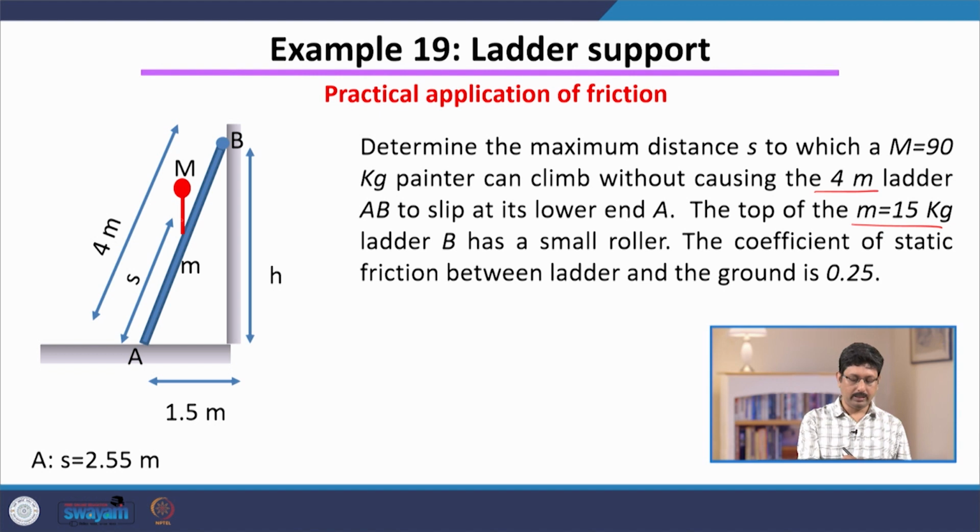Now, this red figure represents a person, a painter maybe, who is climbing the ladder, and the mass of this painter is 90 kg. At the top there is a roller, and the coefficient of static friction between the ladder and the ground is 0.25. So, the question is: determine the maximum distance s from the floor along the length of the ladder that the painter can climb without causing the ladder to slip at its lower end A.